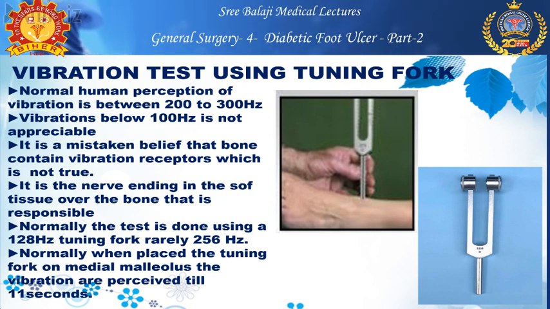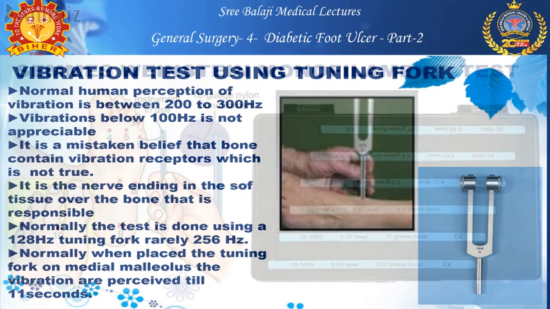Normally, the test is done using a 128 Hz tuning fork. Rarely, you can use a 256 Hz tuning fork. Vibration sense examination starts by placing the tuning fork on the distalmost phalanx of the toe, and then slowly it is progressed to the medial malleolus, then the tibial tuberosity, and goes up to the sternum. Normally a patient should be able to perceive the vibrations up to 11 seconds. Any delayed vibration sensation indicates there is a posterior column involvement.